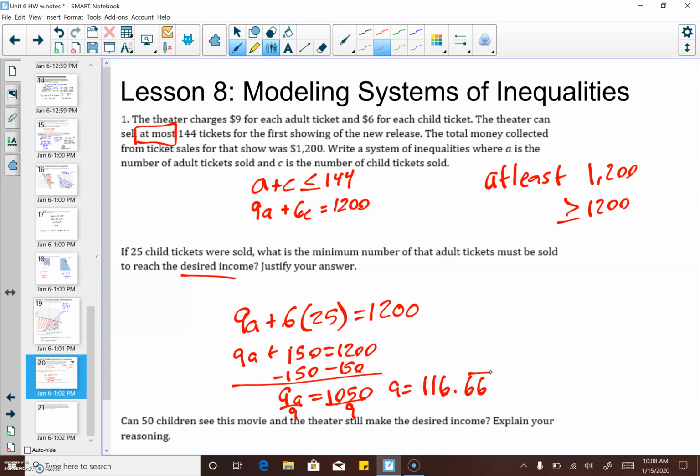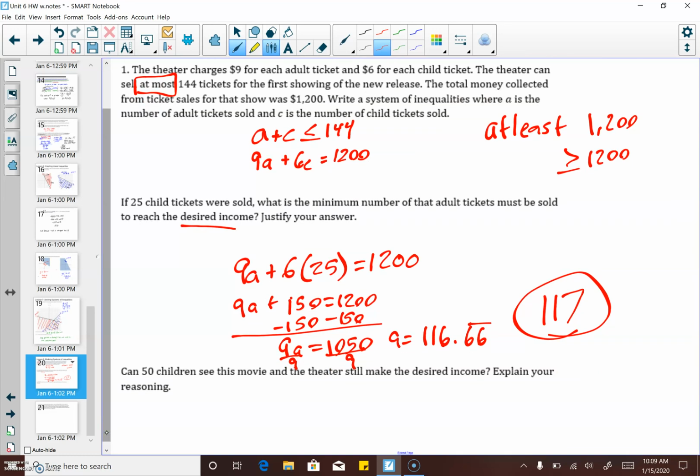So this is usually when they say in the very beginning, they say at least $1,200, because obviously there's no way to make exactly $1,200. But would 116 tickets be enough? No, they would have to sell 117 adult tickets to be able to reach that $1,200 that they're hoping to sell.